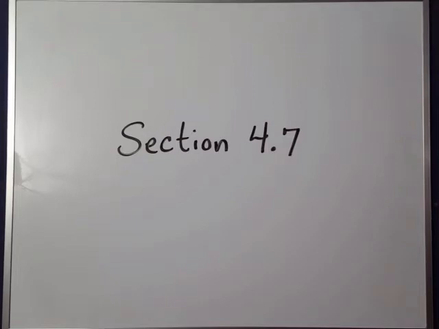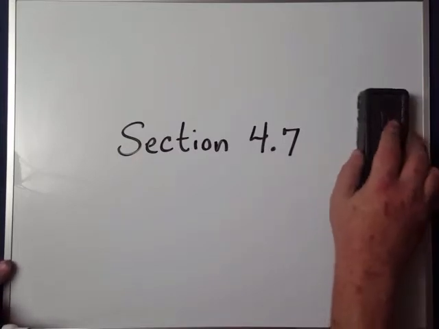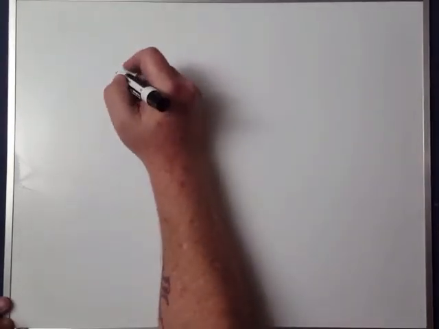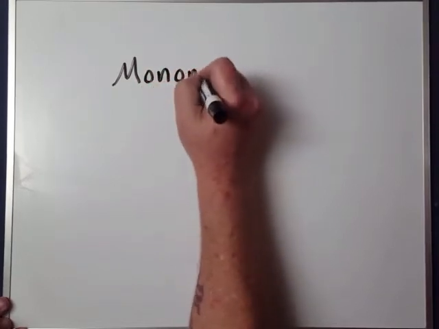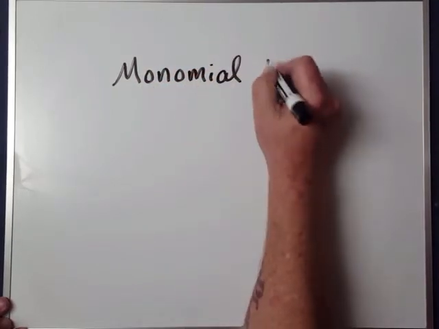Section 4.7, Dividing Polynomials. We're going to take this section in two parts, and in this first part, we're going to look only at divisors that are monomials.